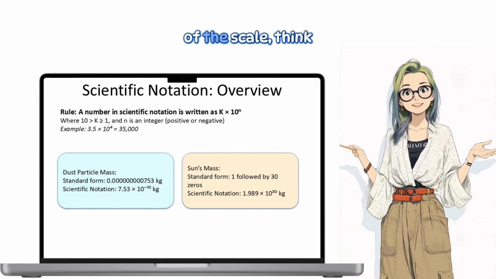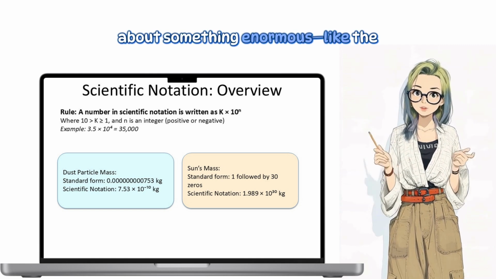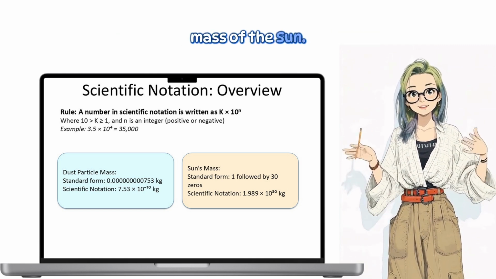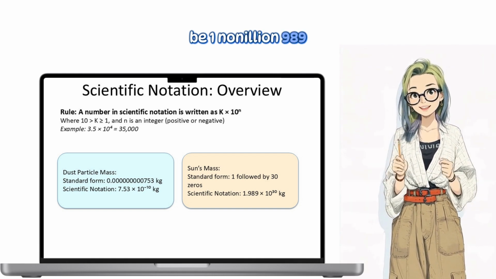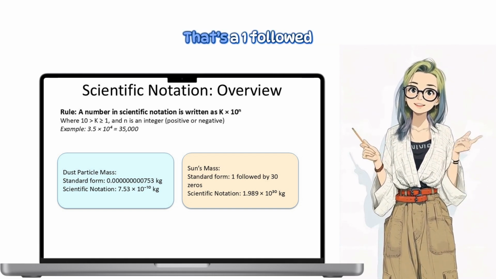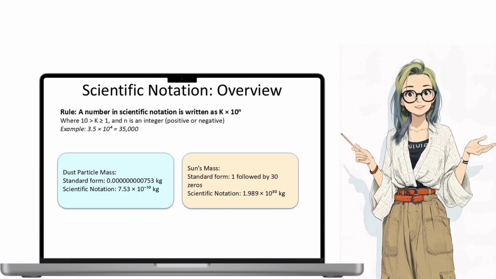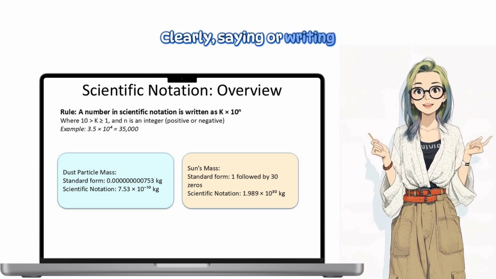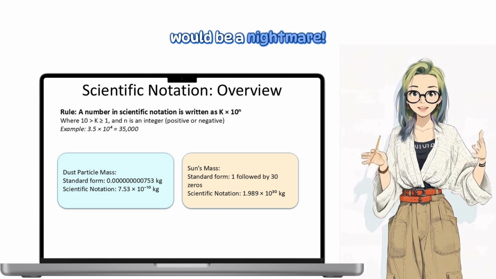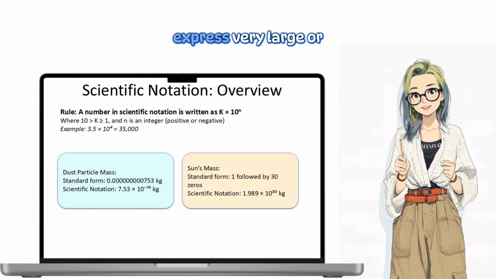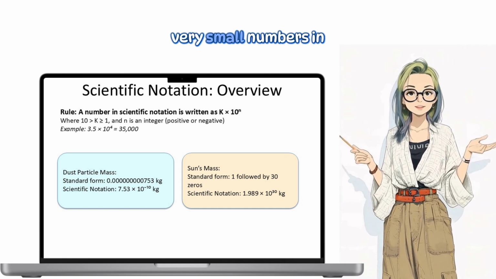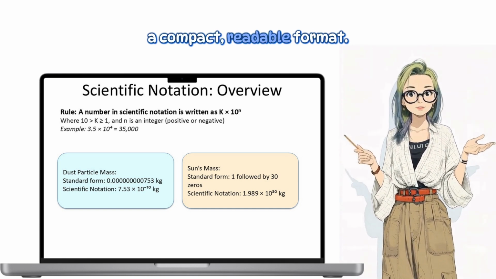On the other end of the scale, think about something enormous, like the mass of the sun. In kilograms, it would be 1,989 octillion. That's a 1 followed by 30 zeros. Clearly, saying or writing that number every time would be a nightmare. That's why we use scientific notation. It helps us express very large or very small numbers in a compact, readable format.